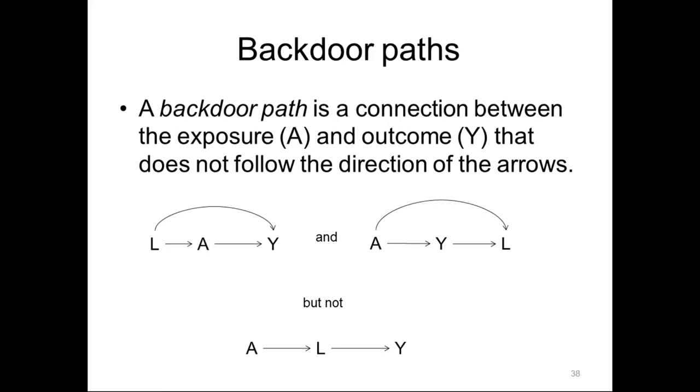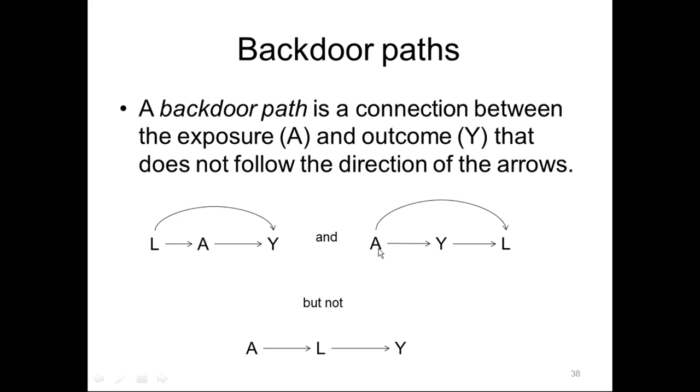One of the terms of art that gets used when people start talking about DAGs is backdoor paths. A backdoor path is a connection between the exposure, in this case A, and the outcome, that's Y, that does not follow the direction of the arrows. I'll use the pointer so people online can hopefully see. If we look at the relationship between A and Y, going from A to L to Y is not following the direction of the arrows, but it is a connection between A and Y.